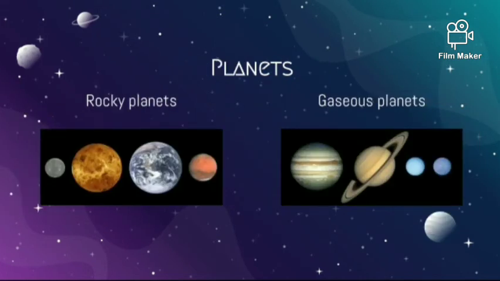A planet is a rocky body that revolves around a star, has a considerable mass, and does not let another body enter its orbit. The planets can be classified into two groups: rocky planets and gaseous planets.